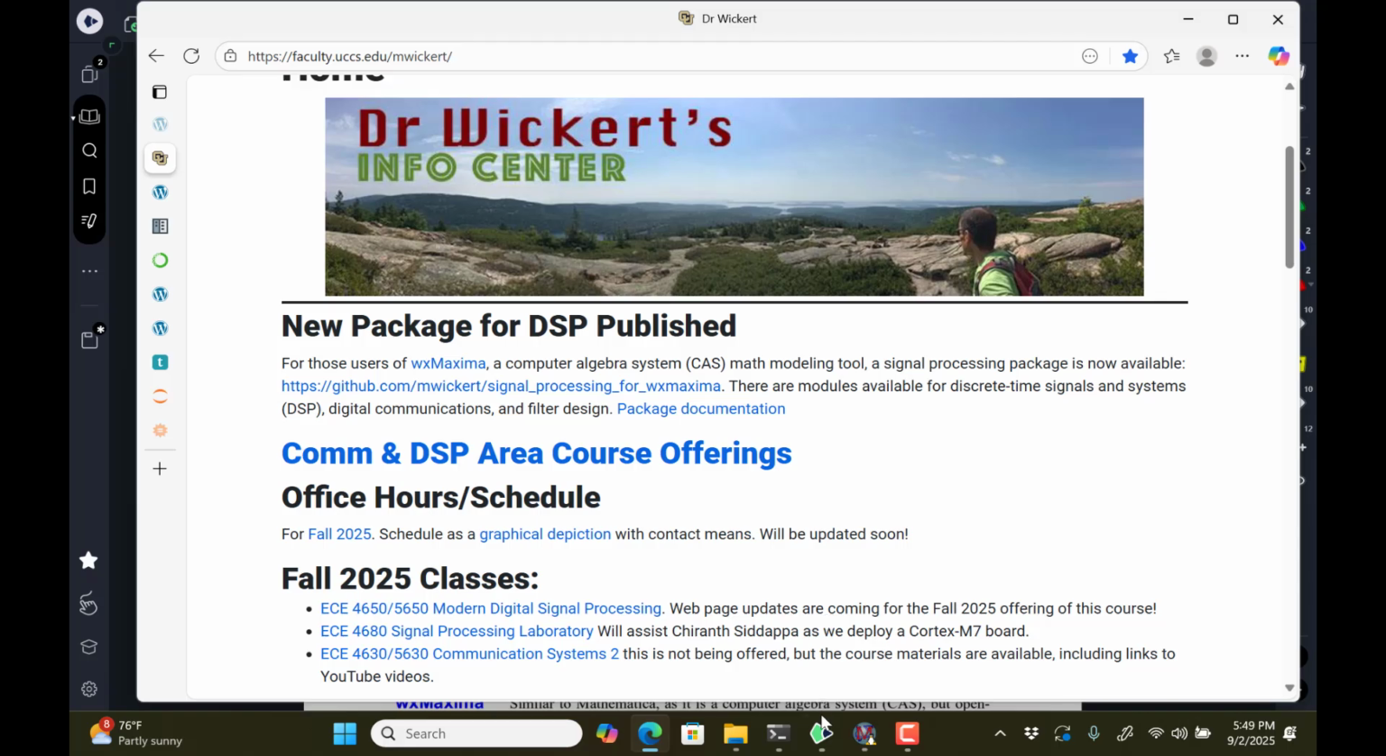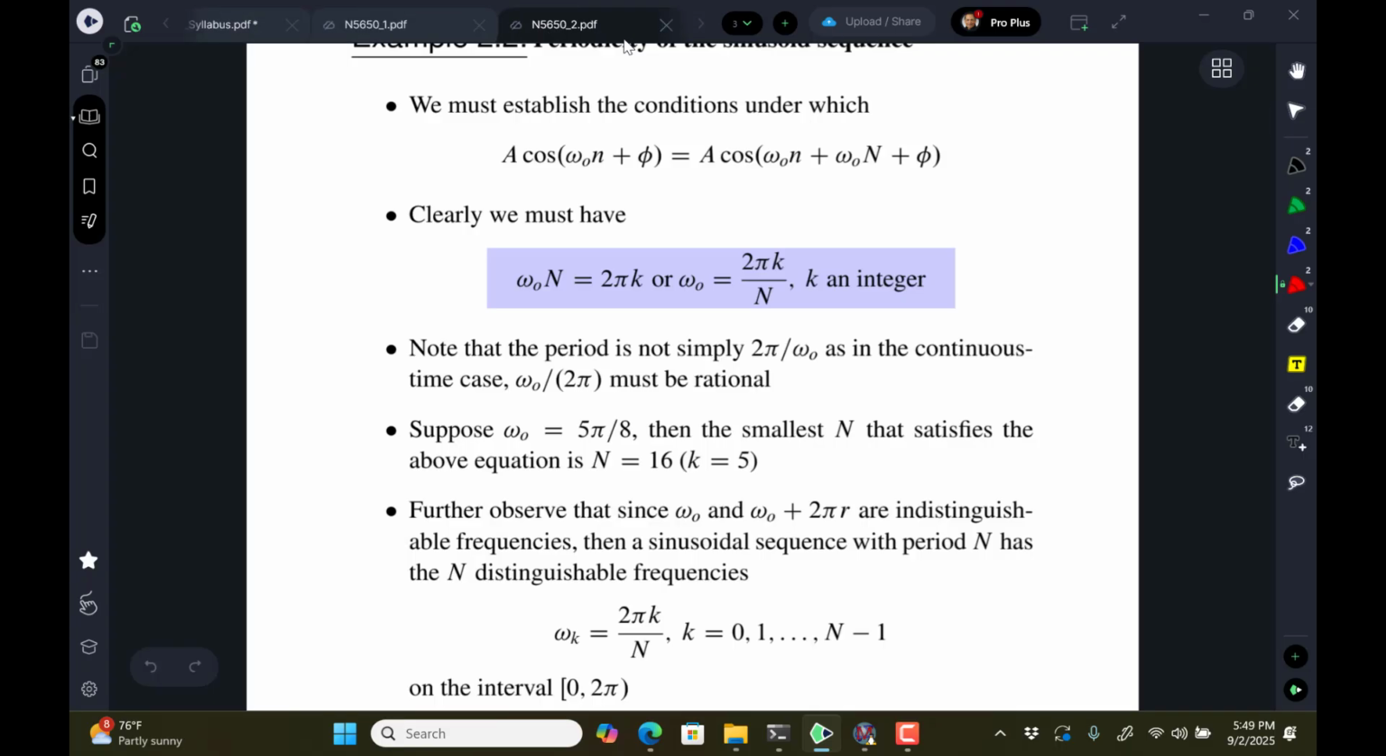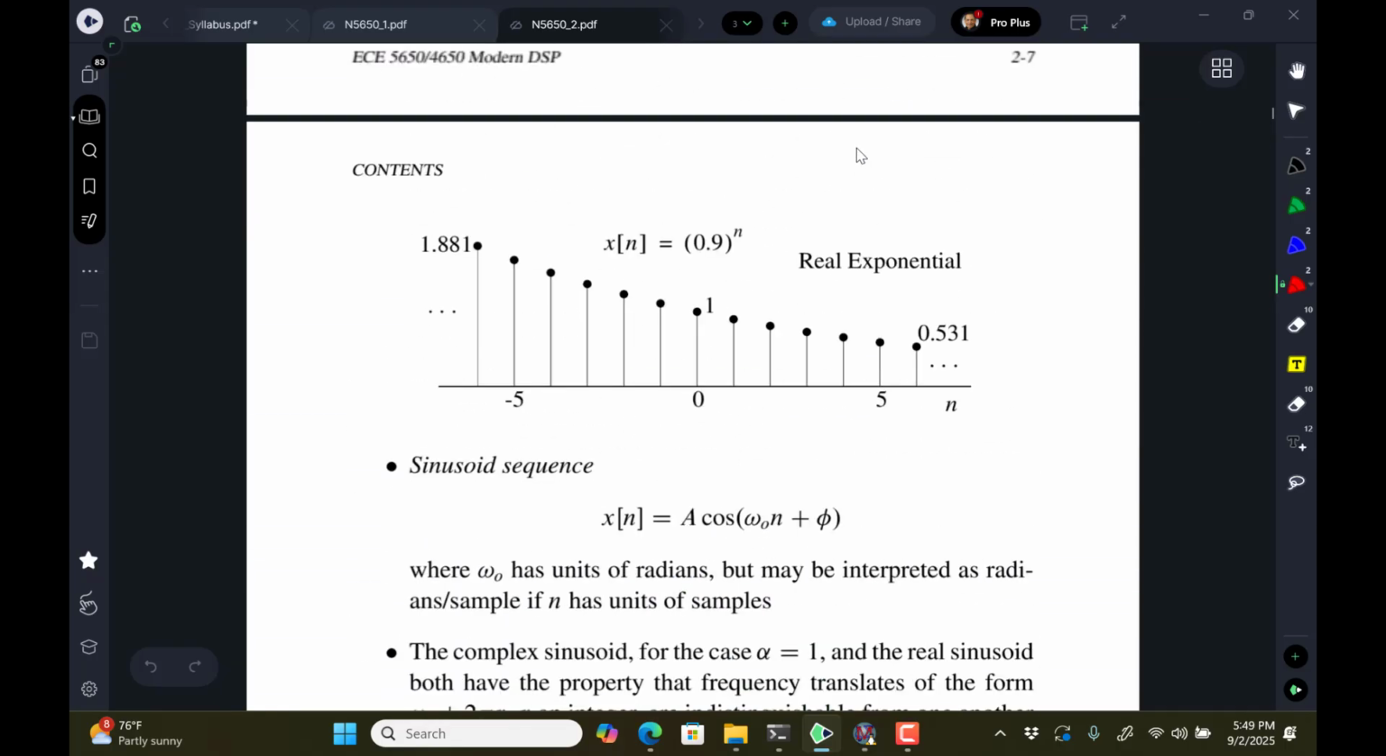Okay, so I got pretty well sidetracked, but I want to jump back over to this just before we break out of here for our first break.